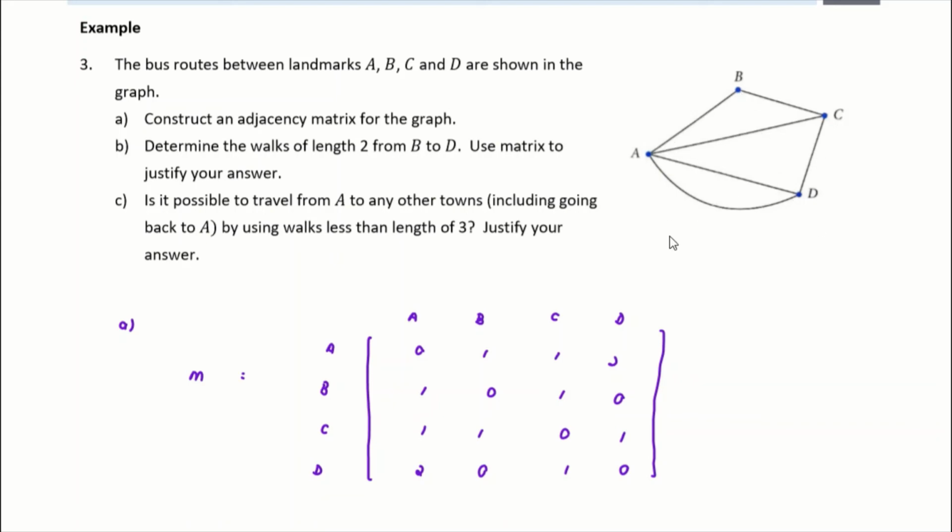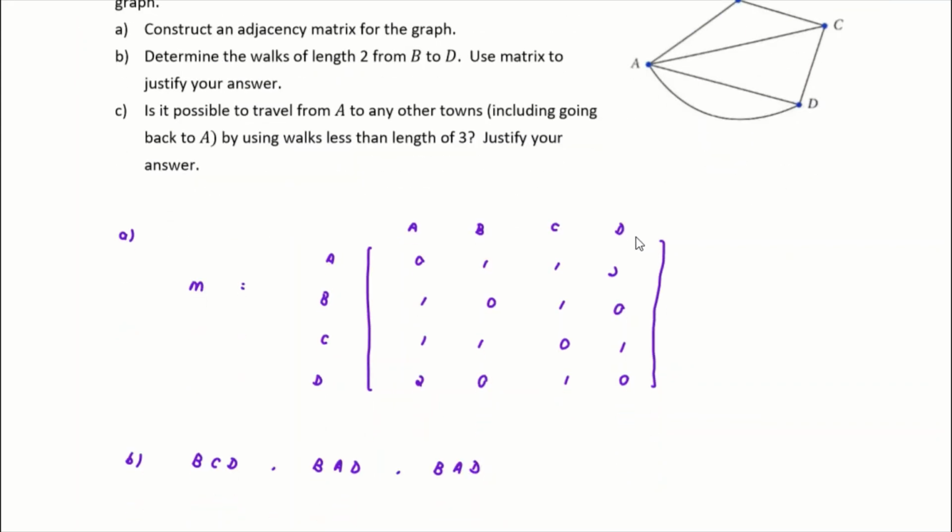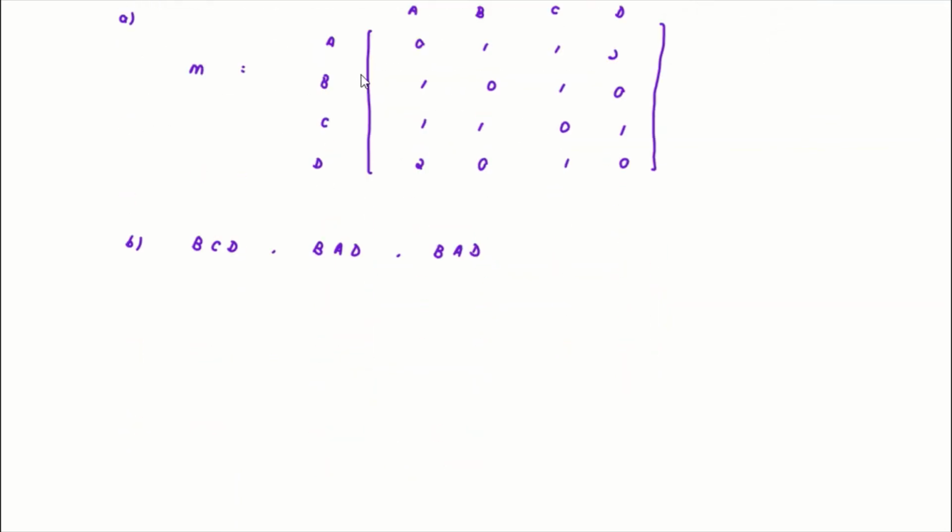Okay, so now let's try to see how we can justify our answer. If you are able to prove that the element from B to D is giving you the number three, then that means there are only three walks of length 2 from B to D. So what is the matrix that can give you the number of walks of length 2? It's supposed to be M squared, am I right? That's why we need to use our calculator to find out our M squared.